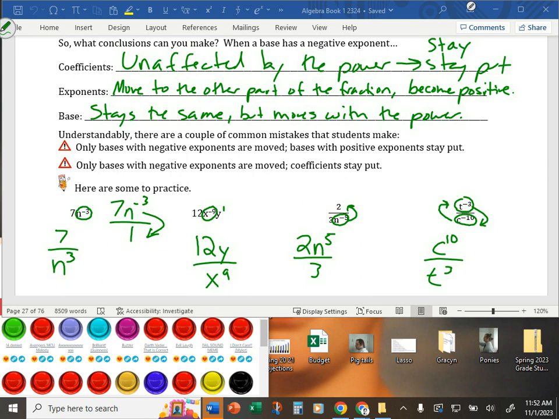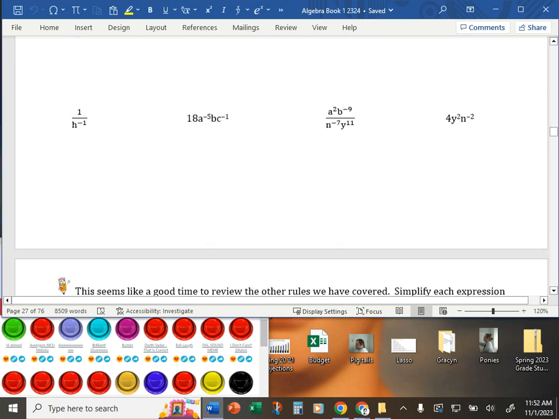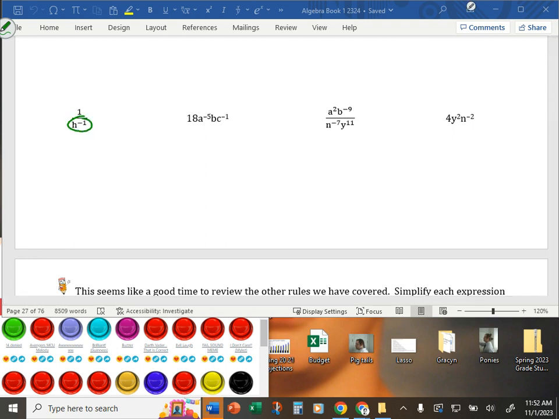All right, let's look at the bottom row. 1 over h to the negative 1st. Now, usually when we have a power of 1, we don't have to write it. You know, like the y to the 1st up above there. But if the power is negative, then we do have to write it because that tells us it's in the wrong part of the fraction, right? So when you see a negative 1st power, we have to write it because that means we have to move it. And if it's in the denominator to start, that means we move it up top, okay?